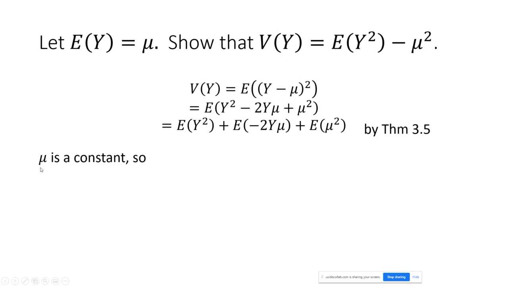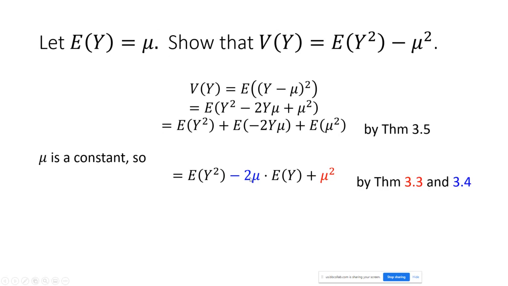And now, mu is a constant. We found the expected value of y. It's equal to some number. So that means that we can use theorems 3.3 and 3.4 to turn this expected value of a constant into just that constant and pull out the constant negative 2 times mu outside of the expected value.